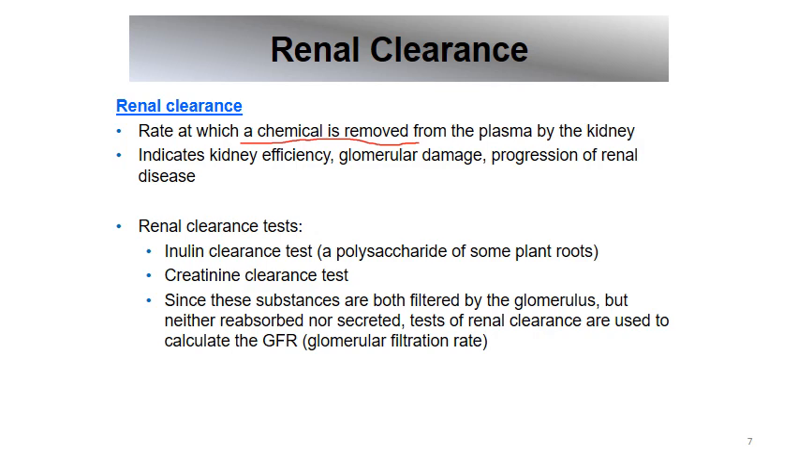This can be done with the inulin clearance test, so it's actually looking at polysaccharides. This would be given to the patient before the test, and then it would be measured in the urine of the patient. The creatinine clearance test is another one. And here it's saying, since these substances are both filtered by the glomeruli, neither is reabsorbed or secreted. That's why this helps to see the filtration rate, to see how fast the kidneys, or the glomeruli, are filtering the blood.